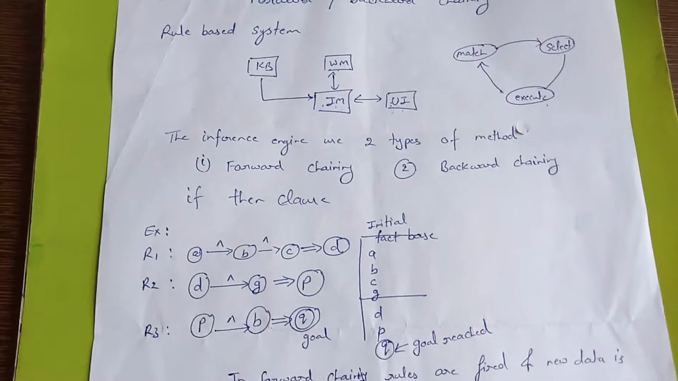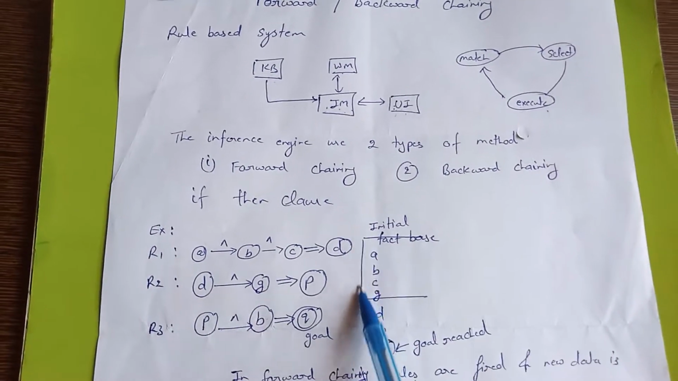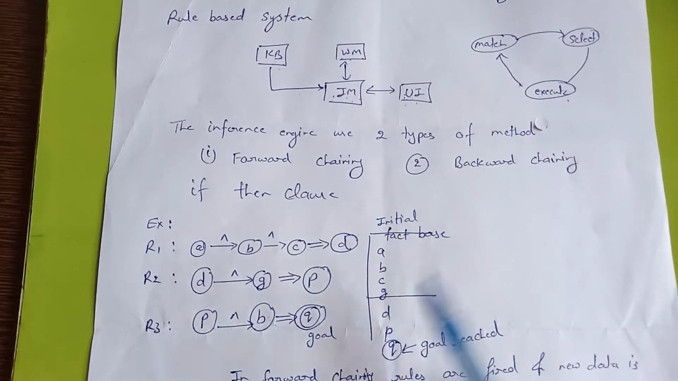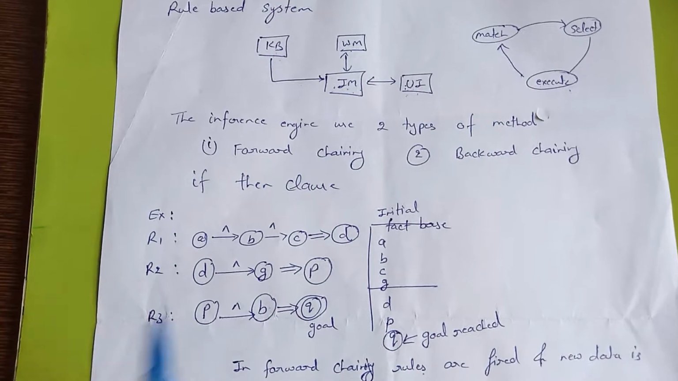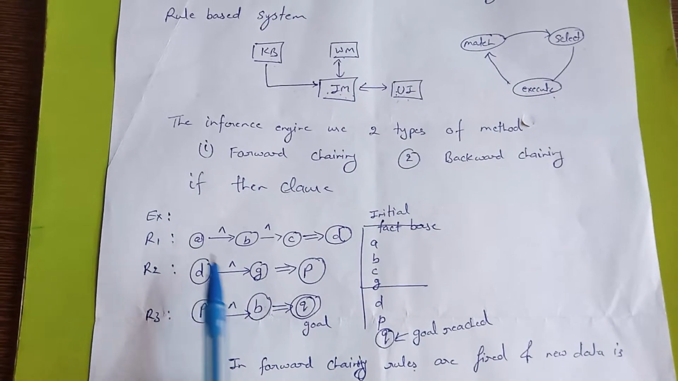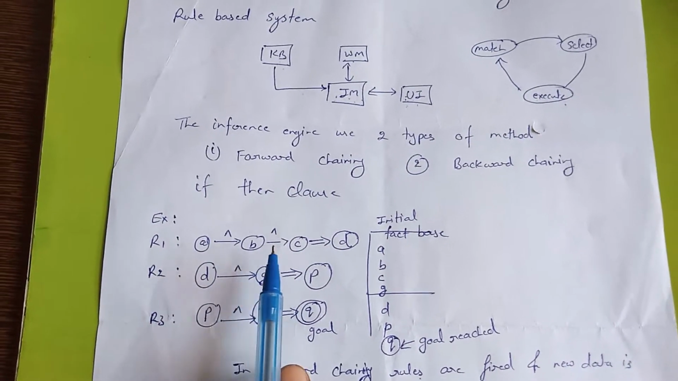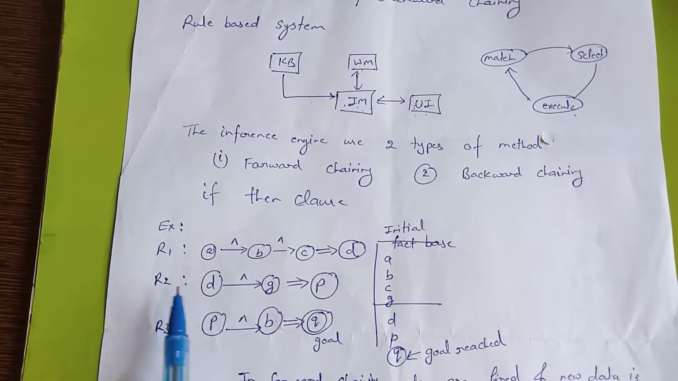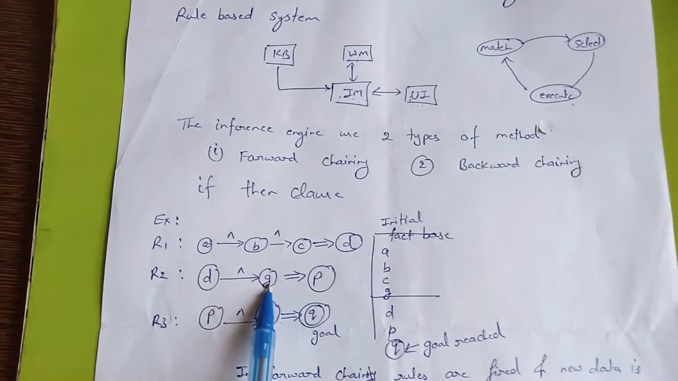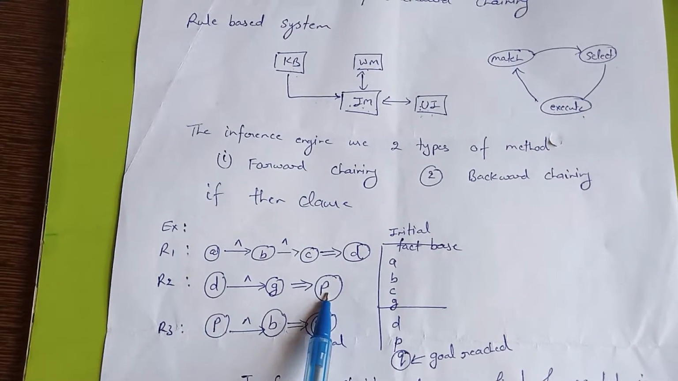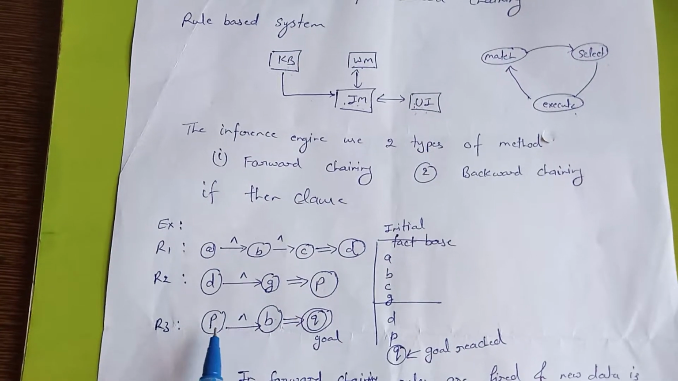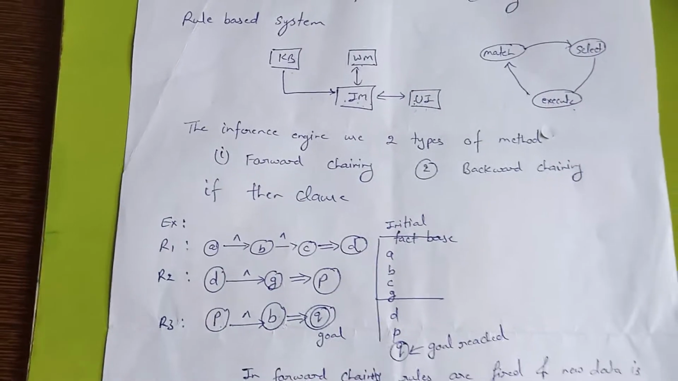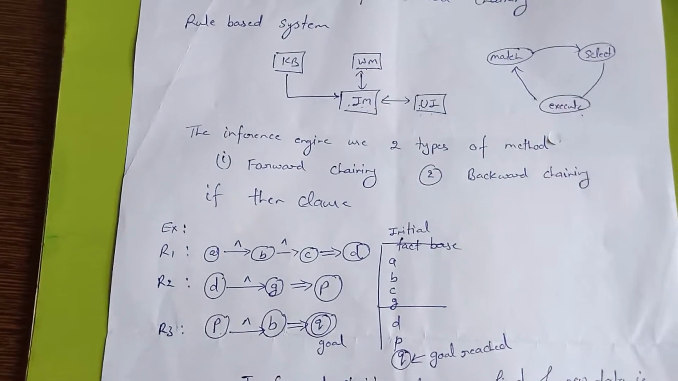For example, suppose we have an initial data set that contains A, B, C and G, and there are three rules that exist in your knowledge base. What are the rules? If A is true and B is true and C is true, then we can generate D. Similarly, rule 2: if D is true and G is true, then we can find P. And the third rule is: if P is true and B is true, then Q is true, and that is your goal. Now, how can we process that according to forward chaining?